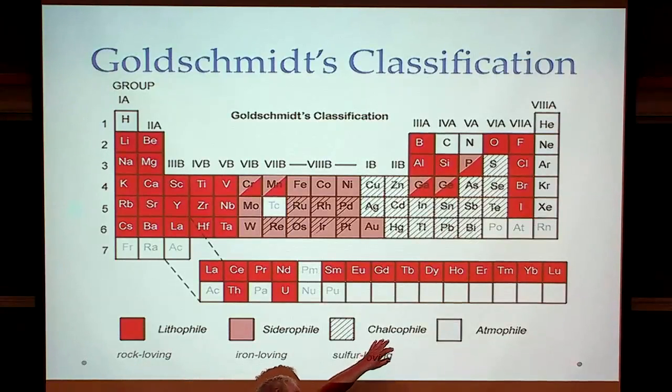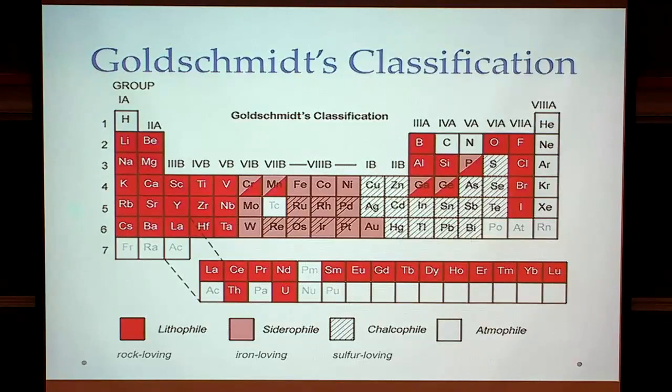Chalcophile refers to sulfur-loving, atmophile means things that tend not to condense. Mostly we're going to be concerned with siderophile versus lithophile. Siderophile elements go in the core. Most chalcophile elements are also at least somewhat siderophile. And regardless of how much sulfur there is in the core, the chalcophile elements are concentrated probably to a significant degree in any case in the core, versus the lithophile elements which constitute the silicate parts of bodies.